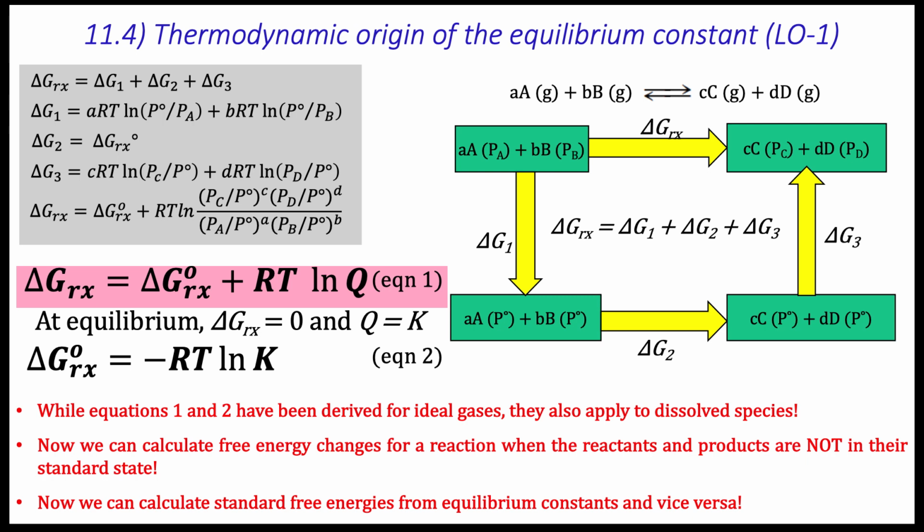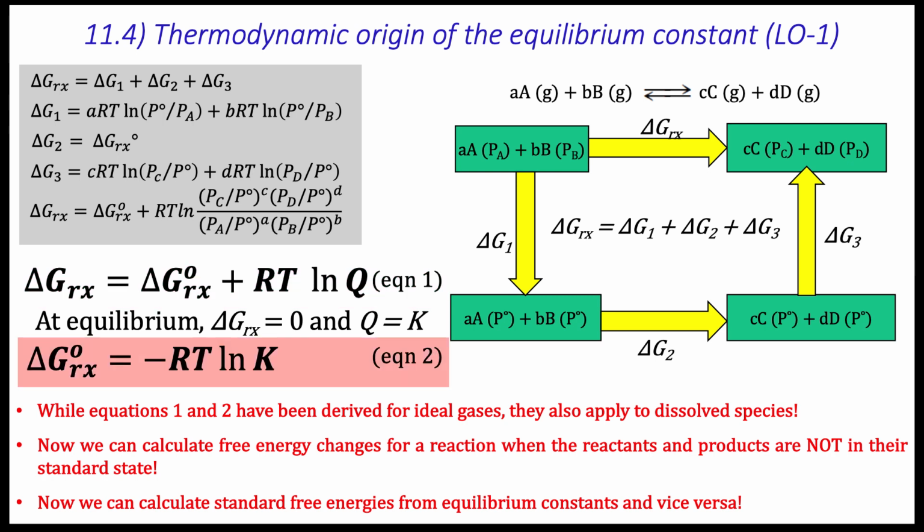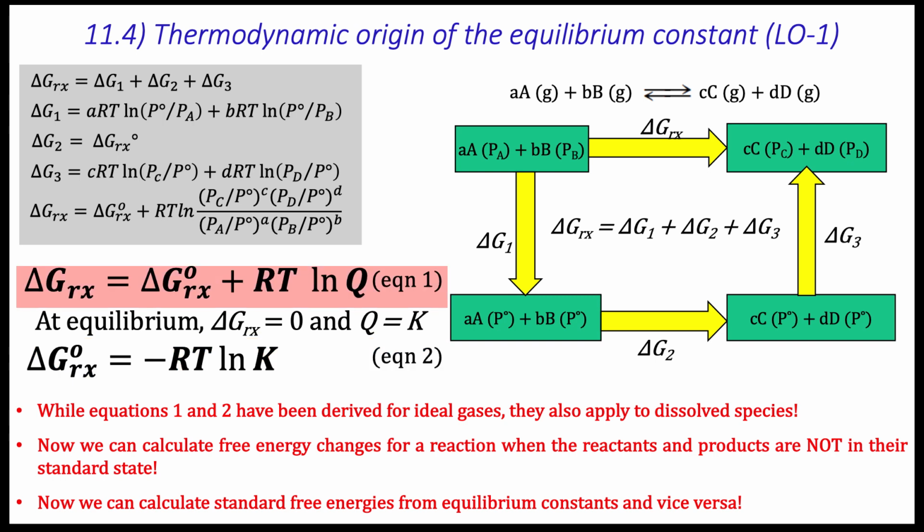At equilibrium, delta G is 0 and Q equals K. If we make those substitutions, we discover that the standard free energy change equals minus RT times the natural log of the equilibrium constant. So using this equation, we can determine free energy changes when reactants and products are not in their standard state. And using this equation, we can calculate standard free energy changes from equilibrium constants and equilibrium constants from standard free energy changes.